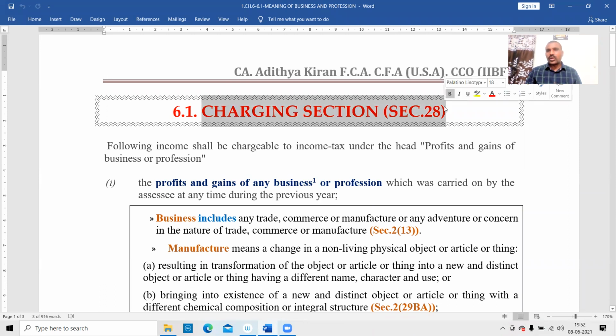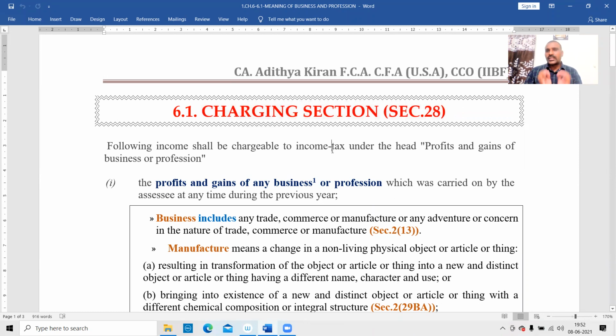As you know, in every chapter there is one charging section. Every chapter: salaries, house property, business, capital gains, other sources. Every head of income starts with one charging section. So similarly, profits and gains of business or profession starts with a charging section called section 28.